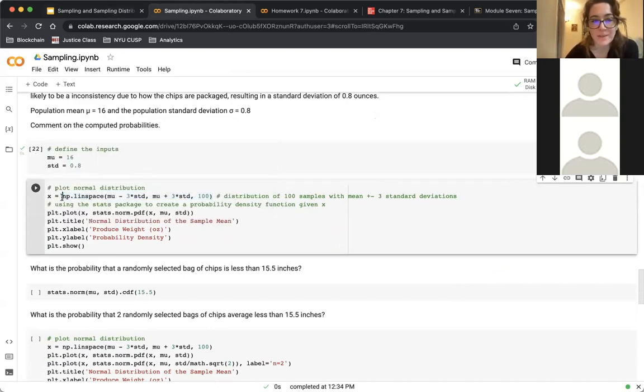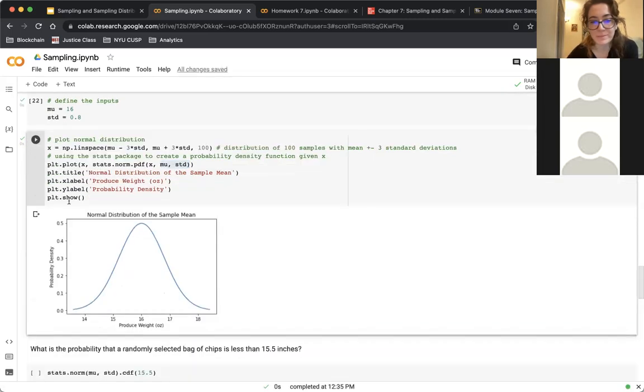This creates along the x-axis all the different values that could exist, from the mean minus 3 standard deviations to the mean plus 3 standard deviations. We take 100 samples of this. Then this line takes each value of x and computes a normal distribution of that value from our mean and standard deviation, and then it plots all of that. So I'm going to run this.